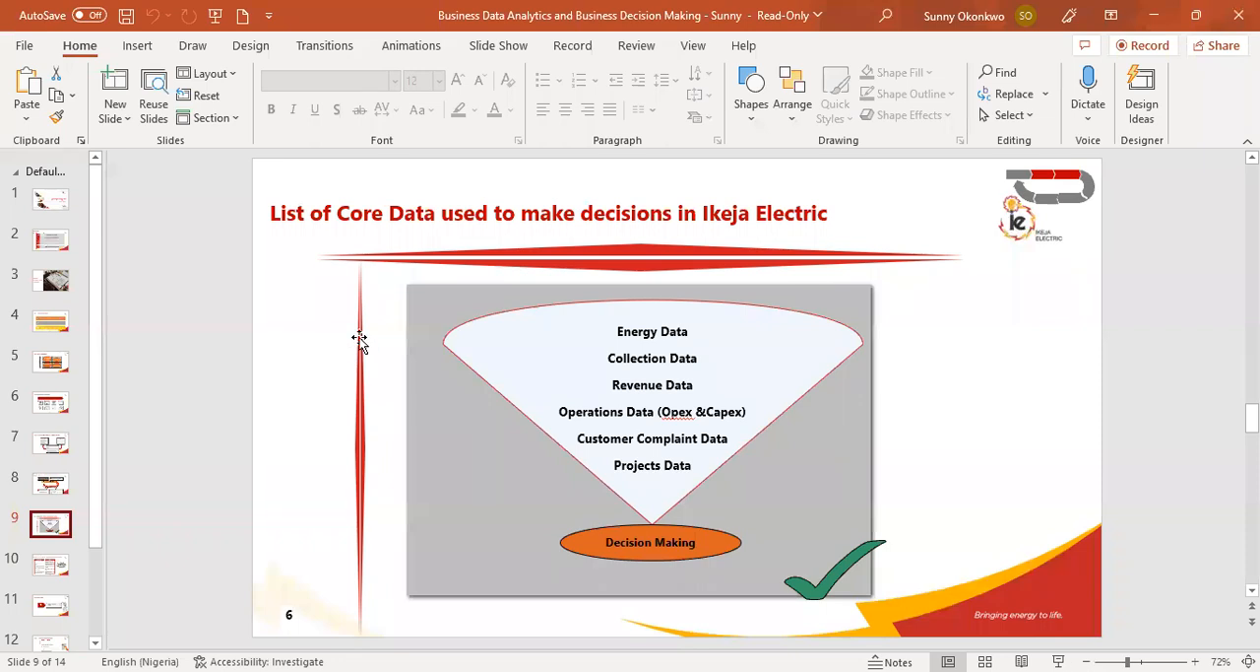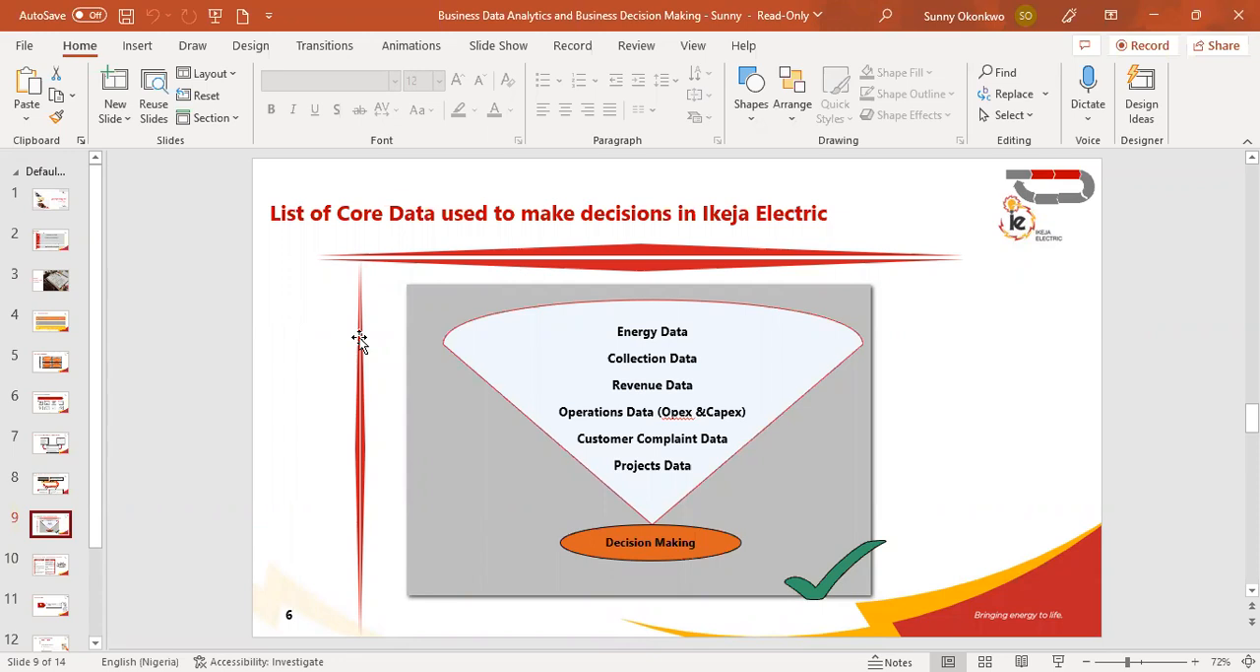Okay, so now here we are just looking at the list of core data that we use in Ikeja Electric. Of course, we have the energy data, collection data, revenue data, operation data, customer complaint data, project data, and there are more. These are all the data we use to make decisions today in this company. It depends on the unit or department you're in. Some of us make use of all of this to come up with decisions. Some of us use it to even decide which targets we will set and what we should do for the rest of the year. These are core data in Ikeja Electric today.